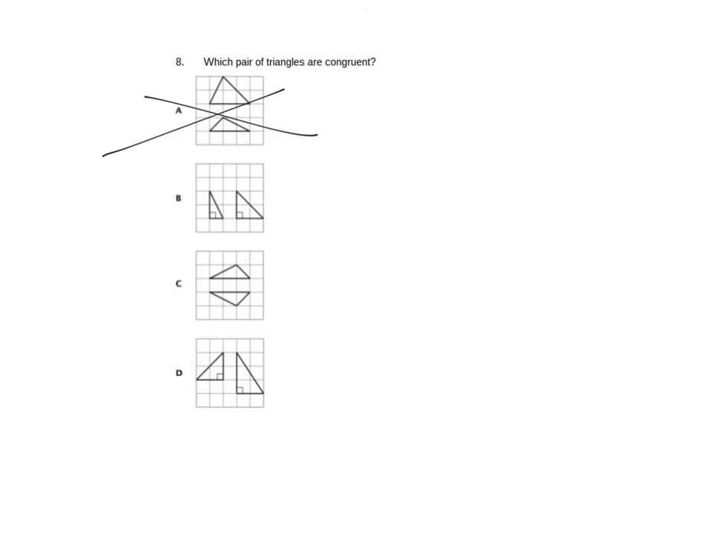B looks like it goes over once and up 2. This one's over 2 and up 2. Can't be B. C looks like it goes over 3, up 2, down 1. Looks like it goes over 3, up 2, down 1. Ooh, C could be congruent even though they're flipped. And D is over 2, up 2, and this one's over 2, up 3. Can't be D. So the correct answer is C. Those triangles are congruent or equal.